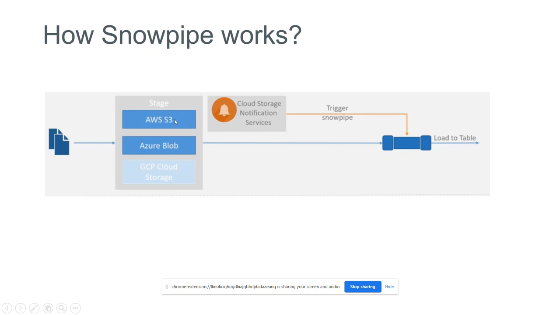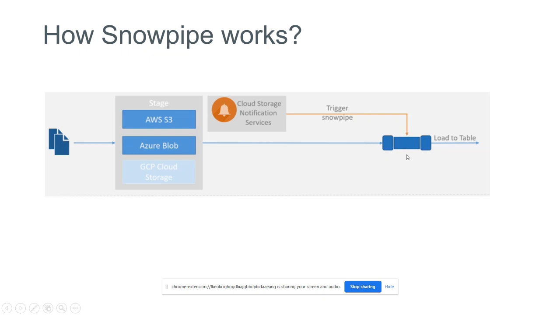Along with that AWS S3 service, we have some cloud notification services. These cloud storage notification services are available with each of AWS, Azure, GCP. They are part of their cloud storage services. Suppose this cloud storage notification service is part of one of the AWS services. That means whenever a file appears here in the S3 bucket we have specified in the storage integration object, immediately it will send a notification. It will trigger a notification to the Snowpipe.